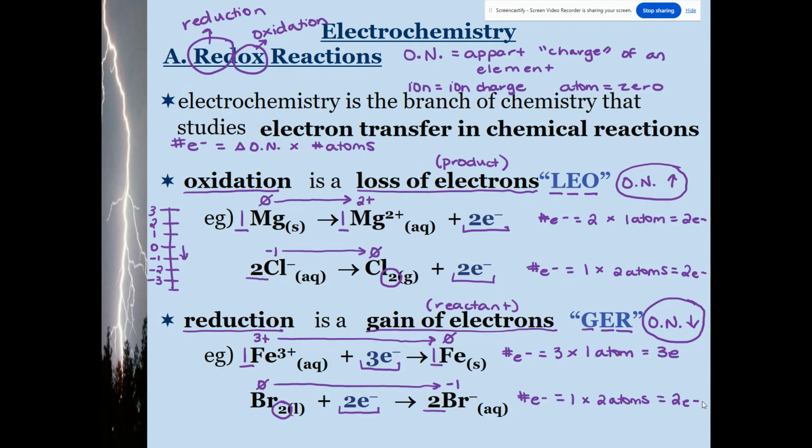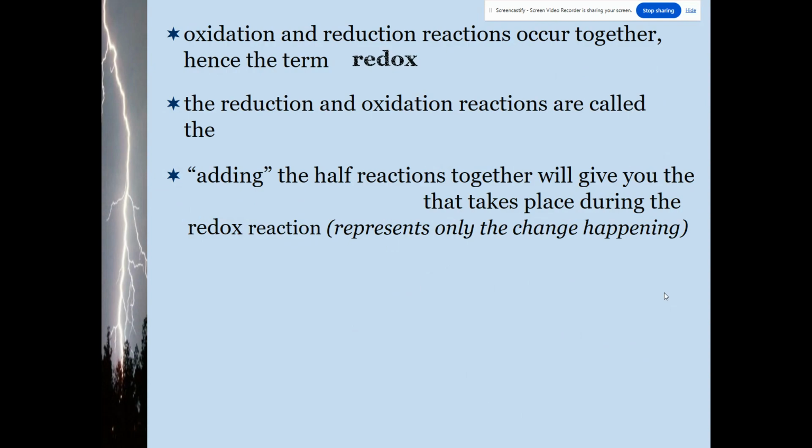So that is your terminology for oxidation half reactions and reduction half reactions. Leo the lion says grr. Oxidation number increases for oxidation. Oxidation number decreases for reduction. So it's basically one way of doing electrochemistry. We'll learn another way tomorrow. One way to figure out what's happening in your reaction is by looking at the oxidation number and the change.